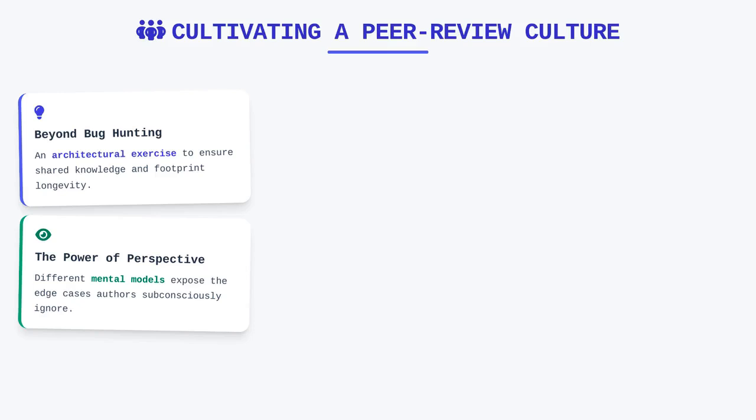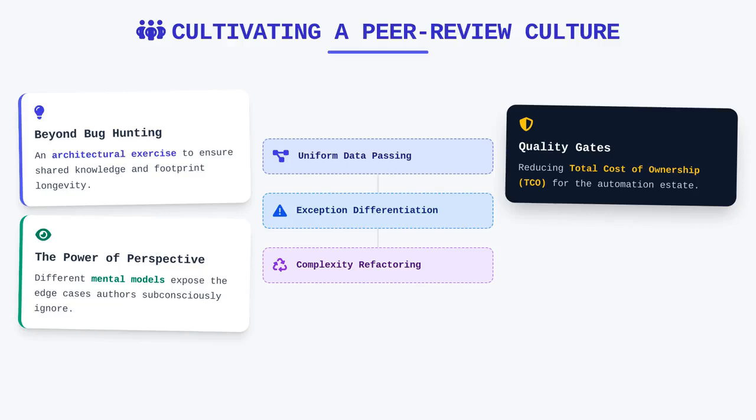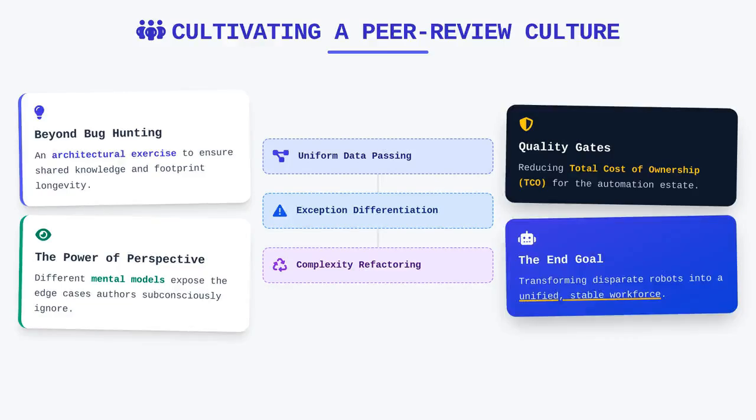Architects and developers should prioritize consistency in how data is passed between subpages and how business exceptions are distinguished from system exceptions, as this uniformity is what allows team members to jump into projects created by others and provide immediate support. Optimization is a collaborative endeavor, and by scrutinizing the logic flow during these reviews, you can often identify opportunities to refactor complexity into reusable components before it becomes technical debt. This consistent application of quality gates reduces the total cost of ownership for your automation estate, turning disparate robots into a unified, stable workforce.